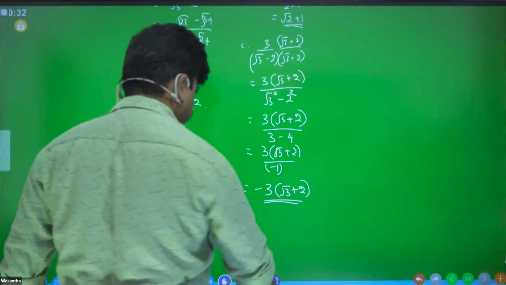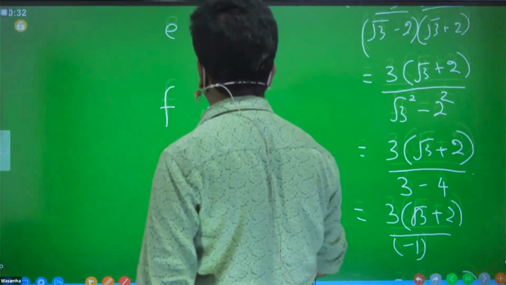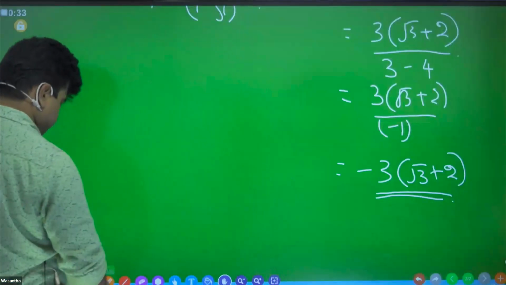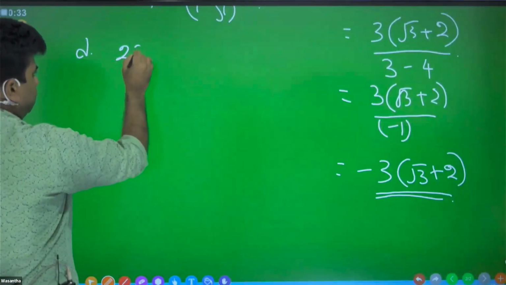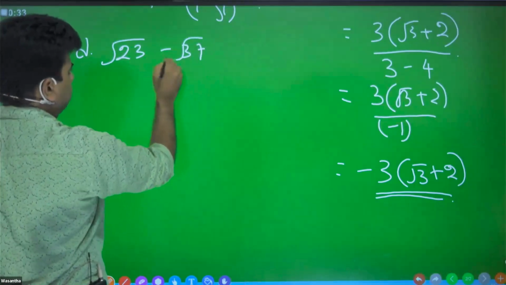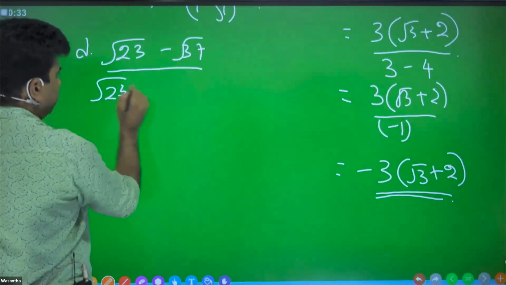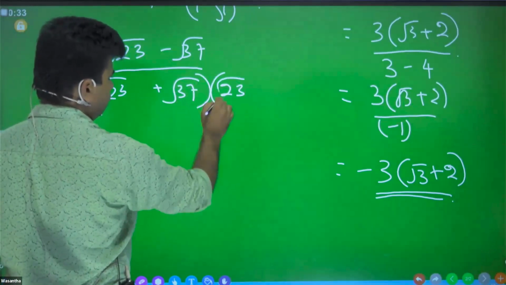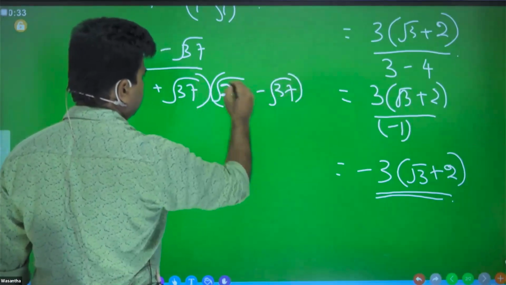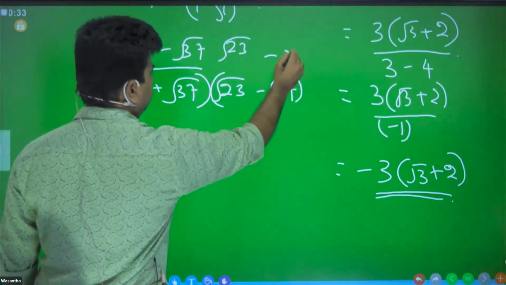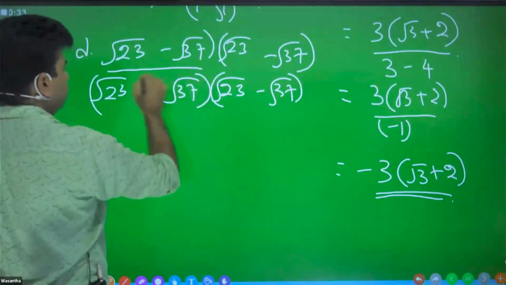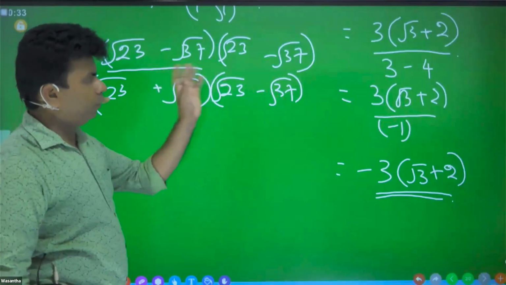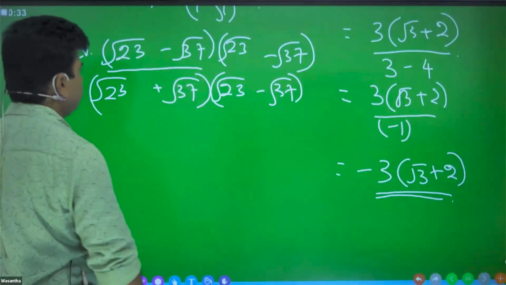Right. Okay. Now, see here, part D, if you have root 23 minus root 37 divided by root 23 plus root 37, right? The conjugate is root 23 minus root 37, and here also root 23 minus root 37. I told earlier that brackets are one important thing. Write down the brackets properly for each number. Clear, right?